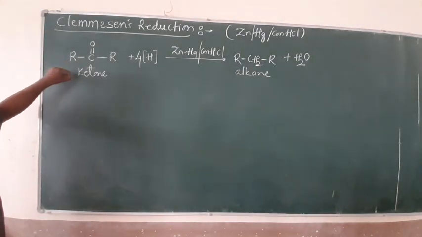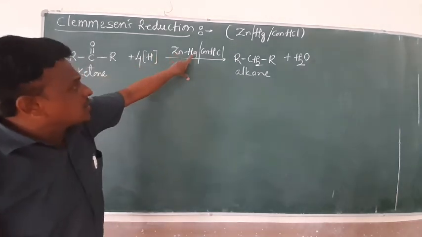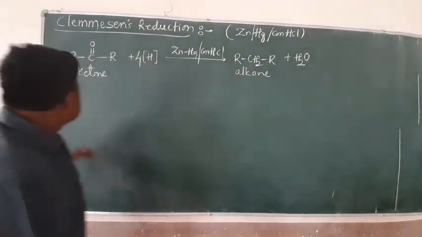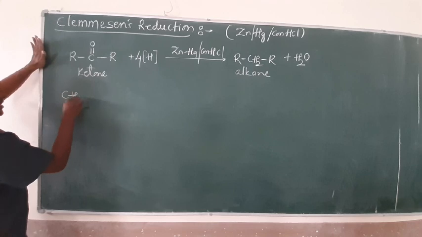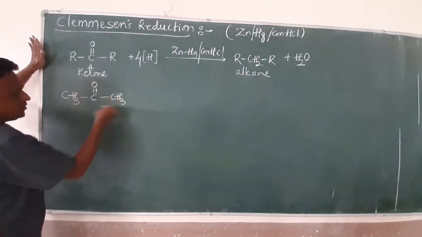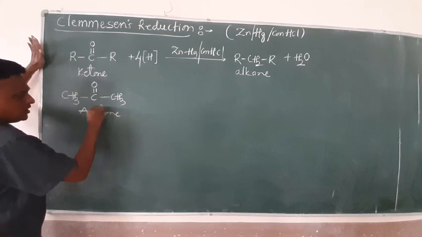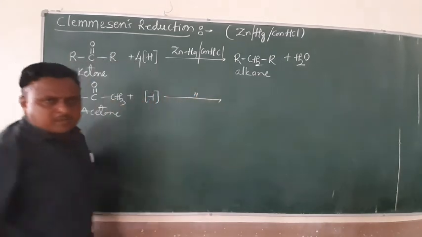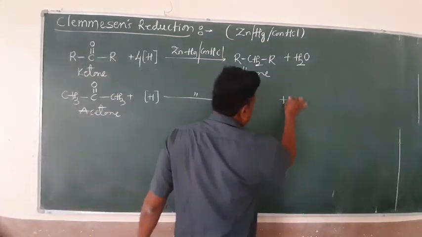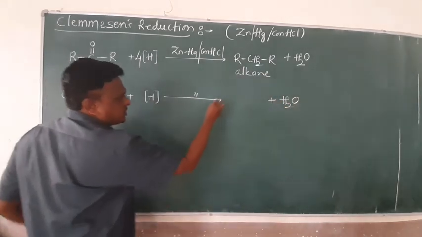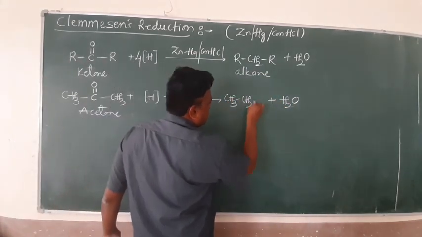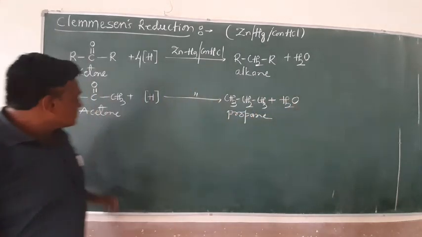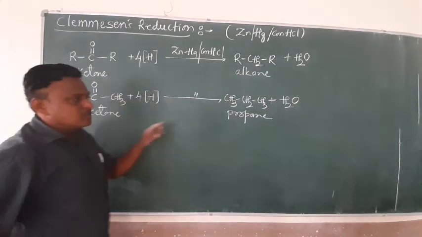When either aldehydes or ketones undergo reaction with zinc amalgam in presence of concentrated HCl, the products are alkanes. Friends, we have an example in our syllabus. This is acetone, or propanone. It undergoes reduction with the same zinc amalgam, removing H2O. Now it remains CH3 CH2 CH3, 3 carbons, we call it propane. So it undergoes reduction to form propane.